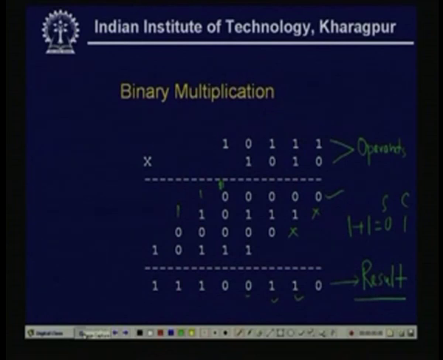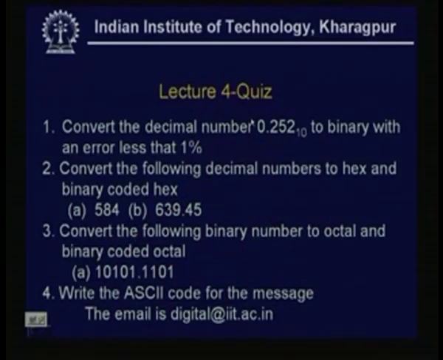Now, we see today's quiz question, that lecture 4 quiz. The first thing is to convert the decimal number 0.252 in decimal base to binary with an error less than 1%. Second is convert the following decimal numbers to hex and binary coded hex. These are two decimal numbers given, one is a pure integer, one has the integer as well as non-integer portion, and we have to convert that to hexadecimal numbers as well as BCH, the binary coded hexadecimal.